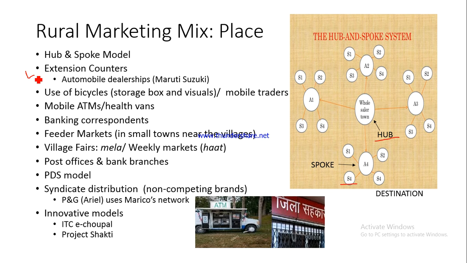Another innovative model which was used by HUL, Hindustan Unilever Limited, was Project Shakti. Now basically HUL was finding it really difficult to sell their products in the remote rural areas, to deliver their products to the doorsteps of the customers in the remotest of the villages, specifically in south. So what did they do?